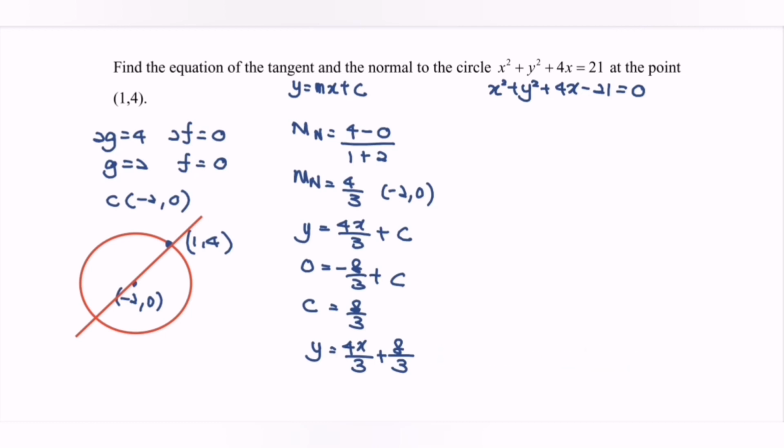Next is to find the tangent to the circle that passes through 1, 4.